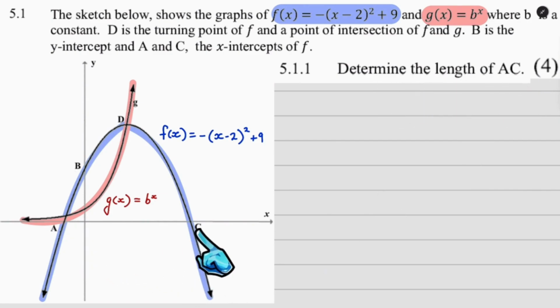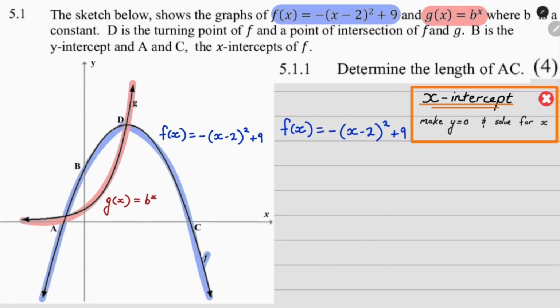We've got A and C over there. They are very special points. So A and C are x-intercepts. They're where the blue graph cuts the x-axis. And to get x-intercepts, I make y equal 0 and solve for x. And then just remember f of x is a fancy placeholder for y. So I'm just going to change this y to 0 and then solve for x.